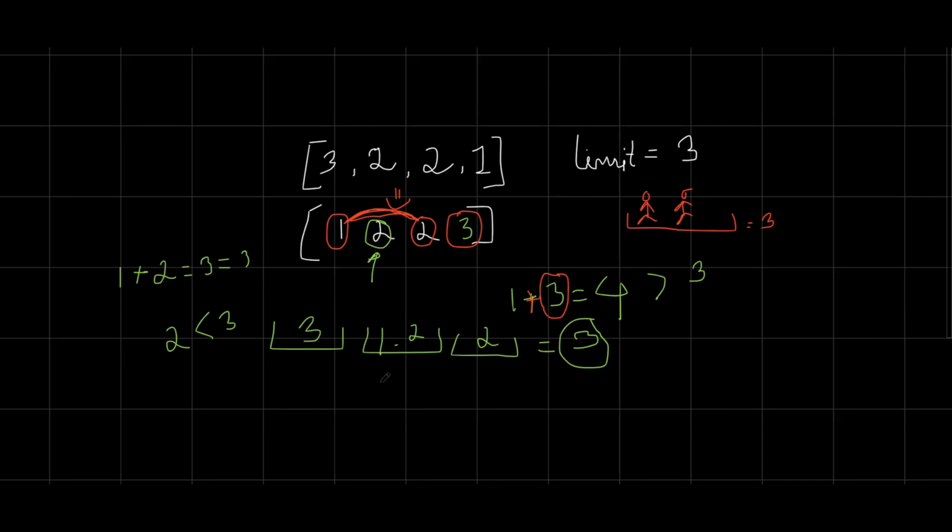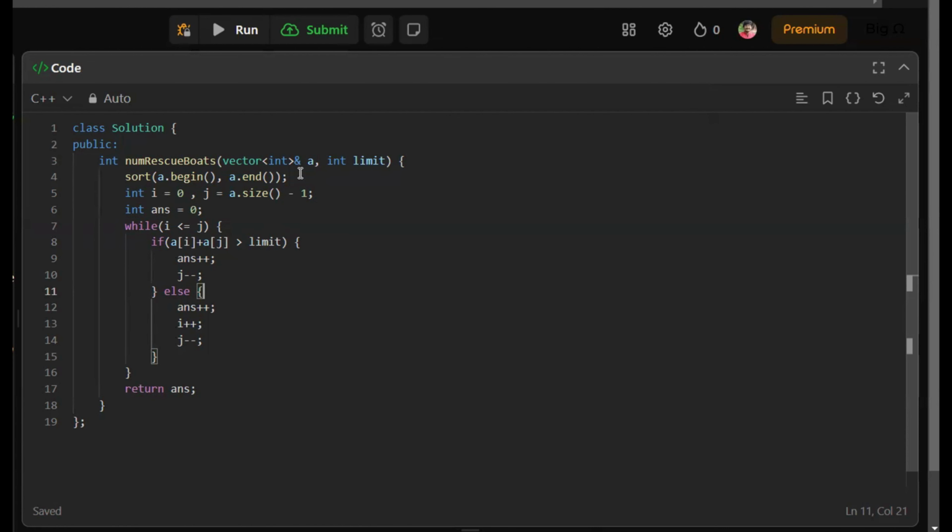Now let's move on to the code. In this problem, the code is pretty simple. At first, we are given a function named numRescueBoats. The parameters of this function are the vector and the limit. So here at first, we will sort the input vector to perform the 2 pointers mechanism. After that, we will take 2 pointers. The first pointer i is pointing to the first element and the second pointer j is pointing to the last element. And we will take our answer variable to store the answer.